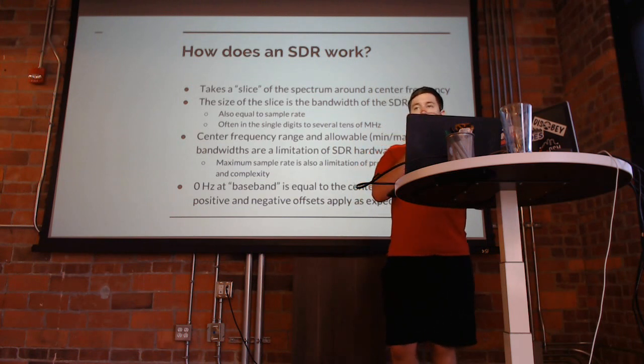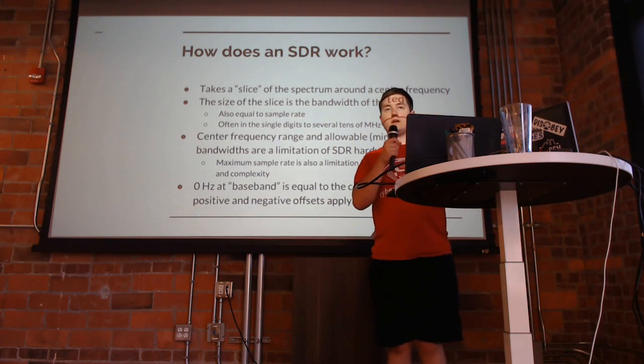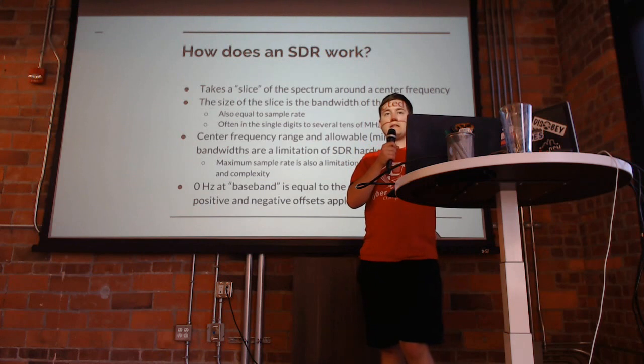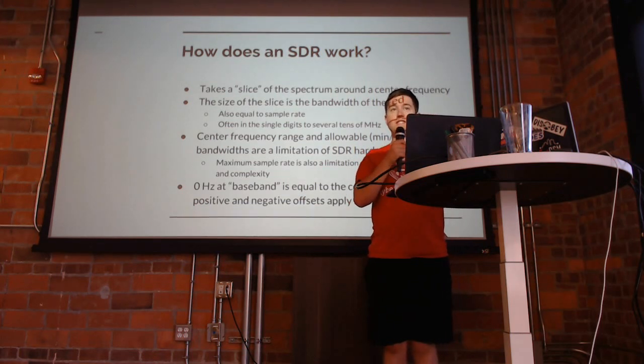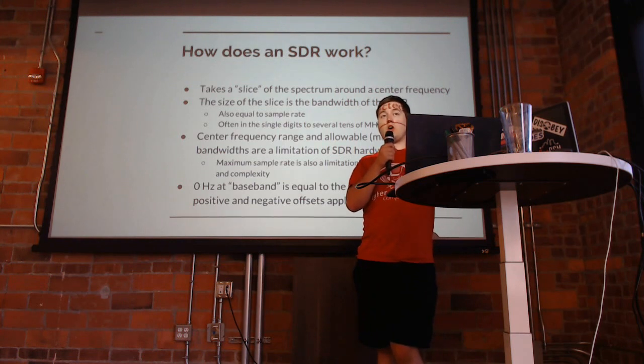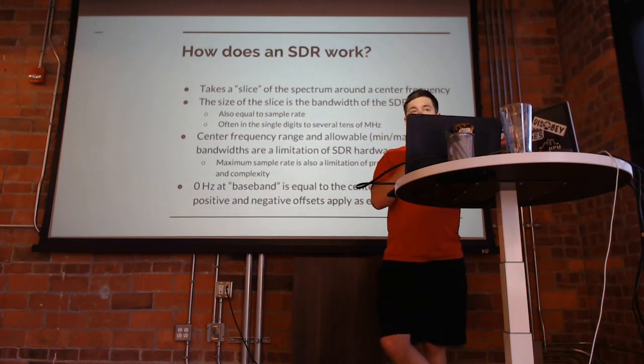So the center frequency is, well, sort of what you're looking at. If you're looking at 900 megahertz, you'll take 900 megahertz plus or minus your bandwidth, and that's the spectrum that you can then run your processing on. Those are both limitations of the SDR hardware, and you can also run into a sample rate ceiling based on the processing capabilities of your computer.